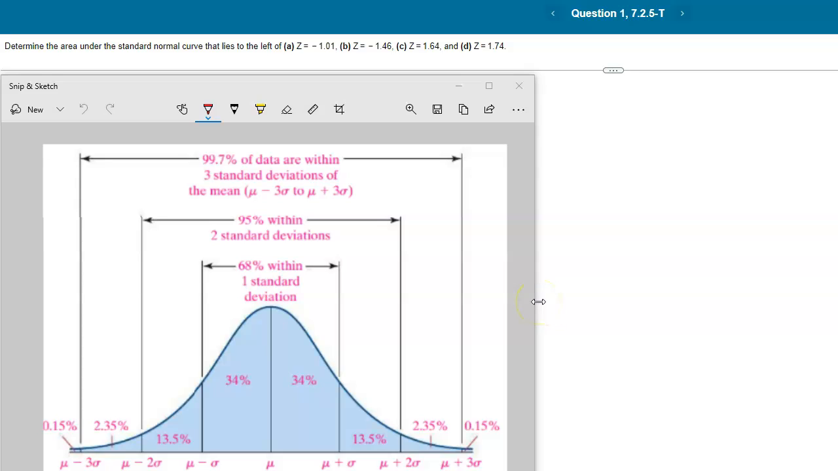I was asked for help on a problem from section 7.2 about finding the area under the standard normal curve given specific z-scores. So I'm going to talk about that a little bit.